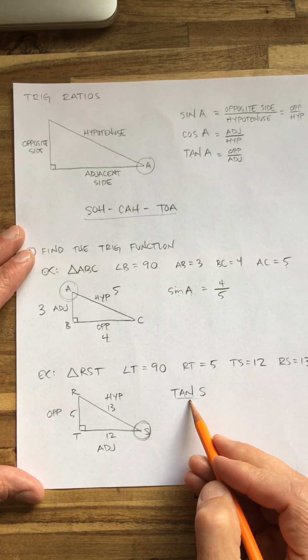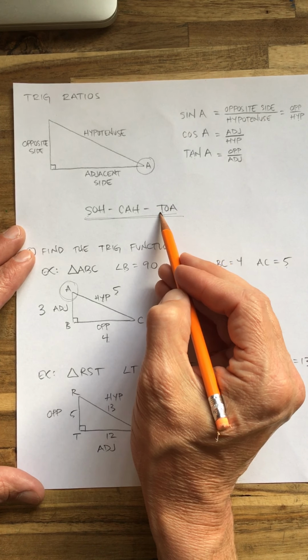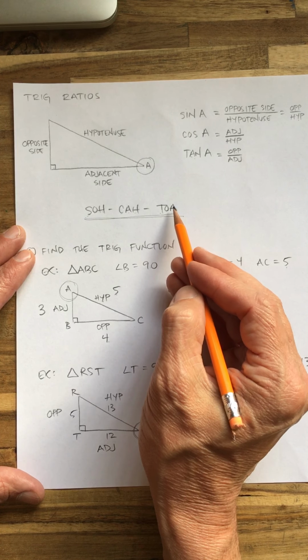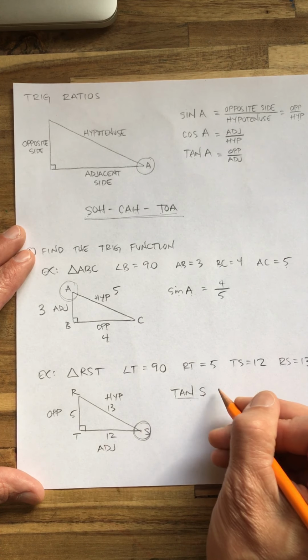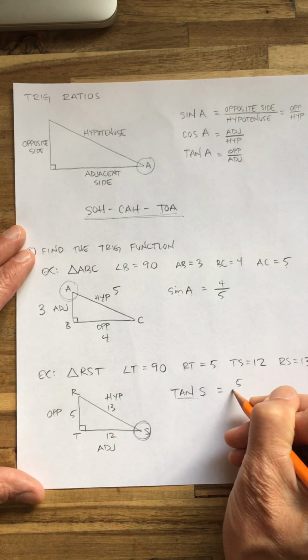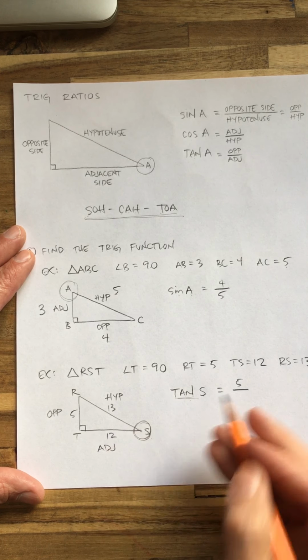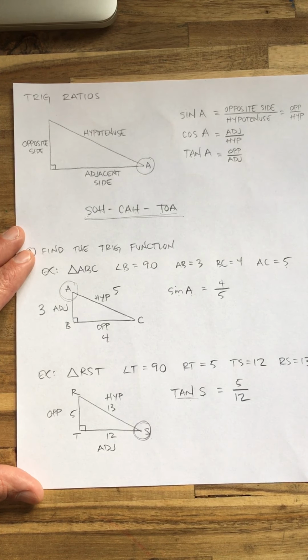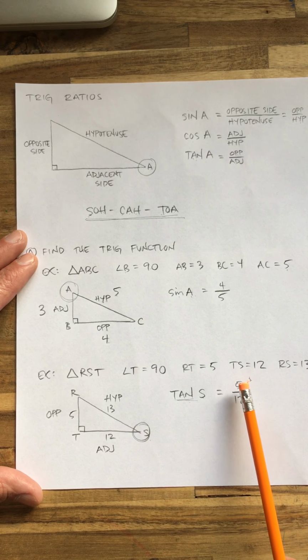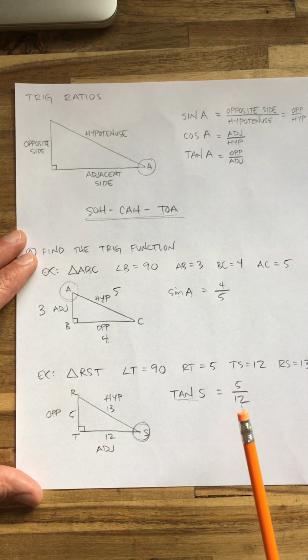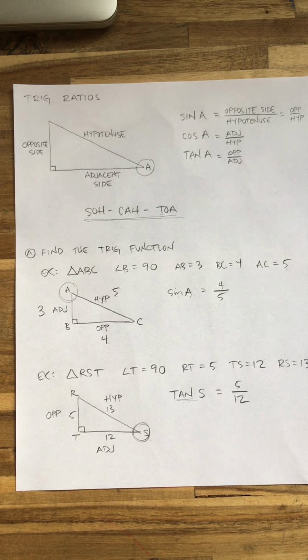We want the tangent. So look at SOHCAHTOA, tangent: we're going opposite over adjacent. So what's my opposite? My opposite is 5. So tangent of S is 5 over the adjacent, which is 12. And we're done. Basically, if it asks you to simplify, you need to reduce. So if this was something like 6 over 12, you would definitely reduce it to 1 over 2. Anytime you can reduce it, put it in simplest form, that's what you're going to do.